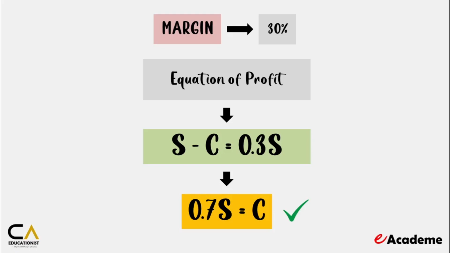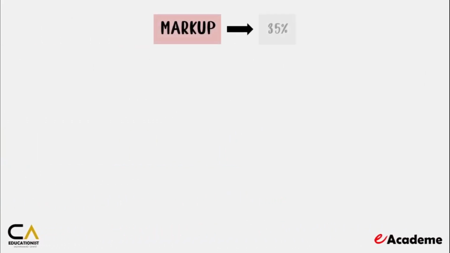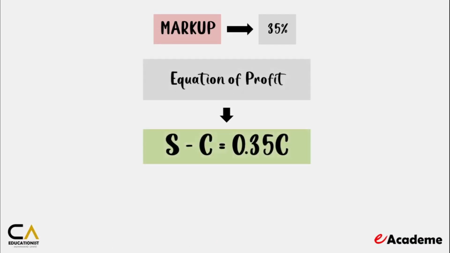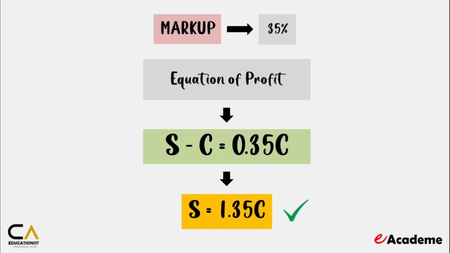Now, this equation can be used to compute sale price if the value of cost is given or cost if sale price is given. Likewise, if markup percentage is given, for instance 35%, this equation can be expressed as sale price less cost equals 35% of cost. This equation can be rearranged like this. Just like the example of margin, this equation can be used to compute sale price or cost given the other value.